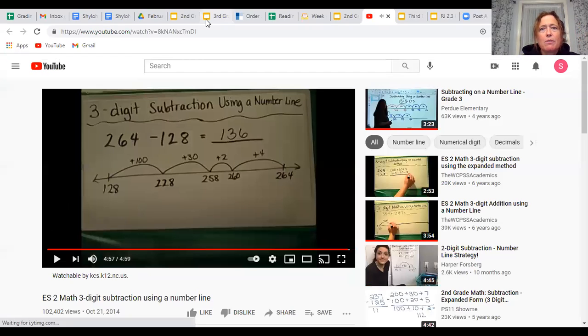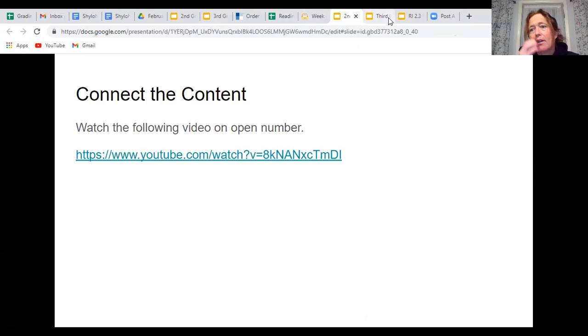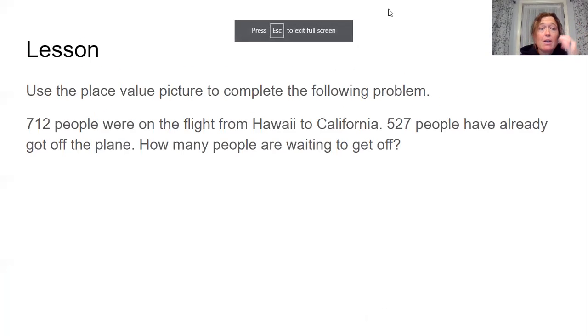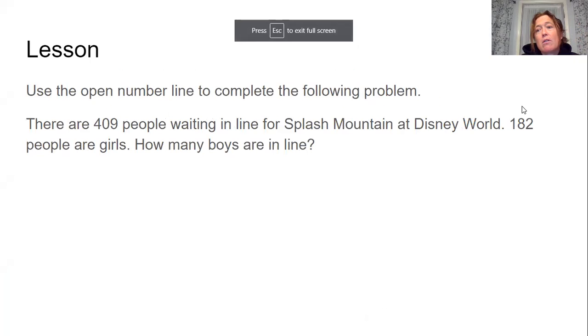Okay, that was just a quick review of either adding up or subtracting on a number line to figure out the answer to a subtraction problem. So today we are going to be working out this problem. Use the open number line to complete the following problem. There are 409 people waiting in line for Splash Mountain at Disney World. 182 people are girls. How many boys are in line?